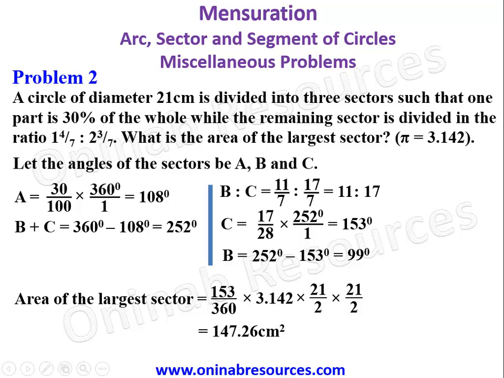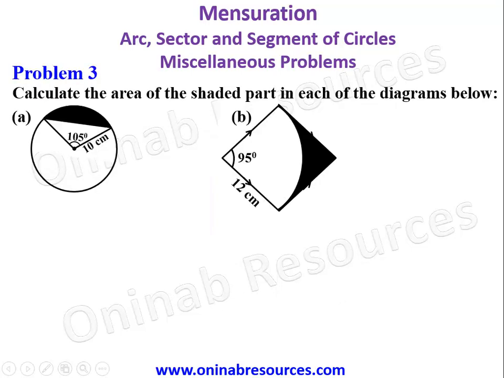And we move again to problem 3. For problem 3, calculate the area of the shaded part in each of the diagrams below. For diagram A, as usual, to calculate the area of the shaded part, we calculate the area of the sector minus the area of the triangle. So to calculate the area of the sector, we still remember theta over 360 pi r squared.